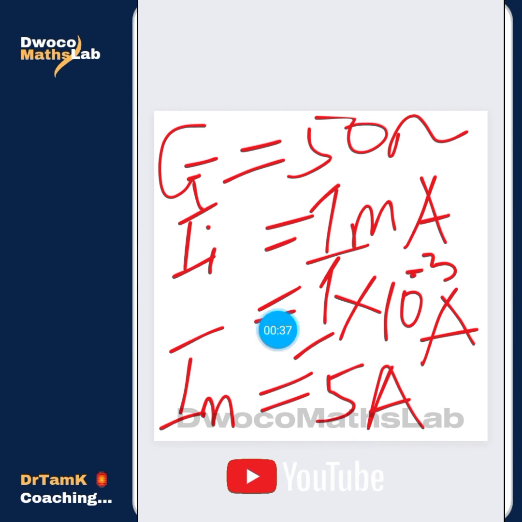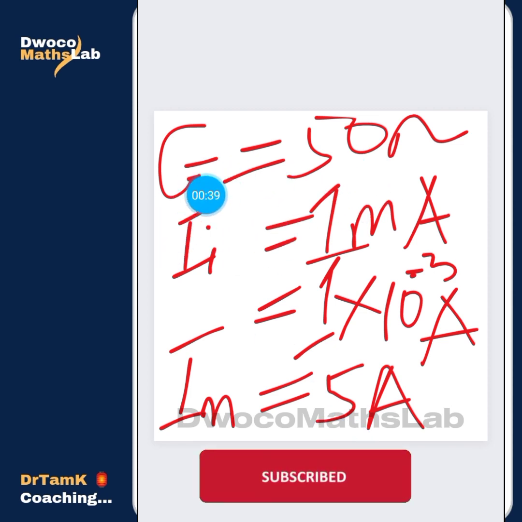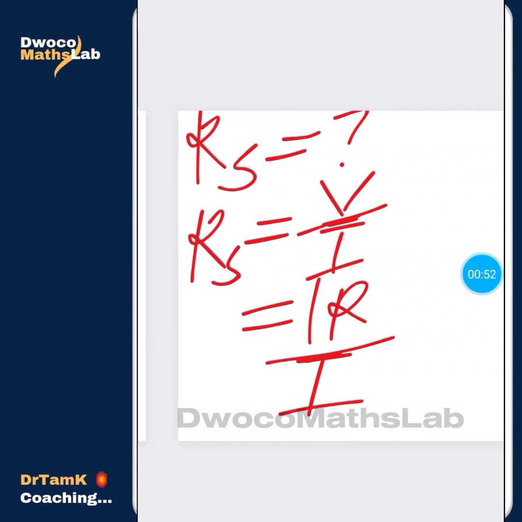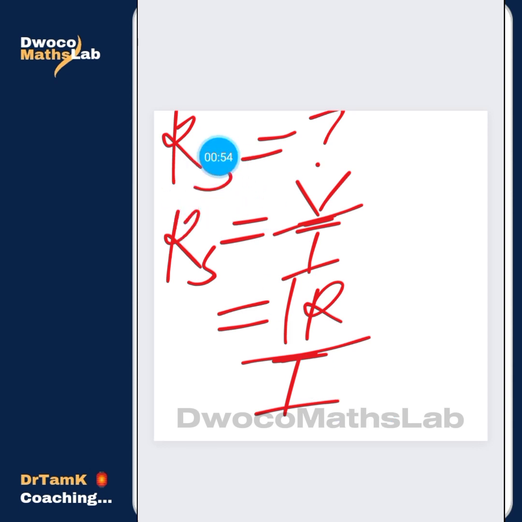So what we're going to do is to bring out the values. The resistance of the galvanometer is 50 ohms. The current at the smaller value is 1 milliamp. The current at the maximum value is 5 amps. Now 1 milliamp is the same as 1 times 10 to the power minus 3 amps. So we're going to look for the shunt resistance, which is the question mark here.